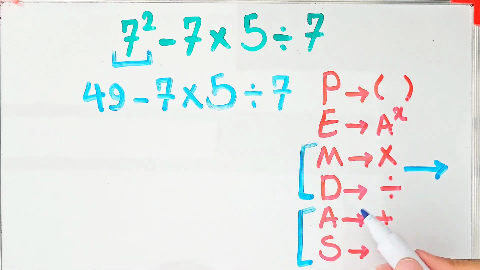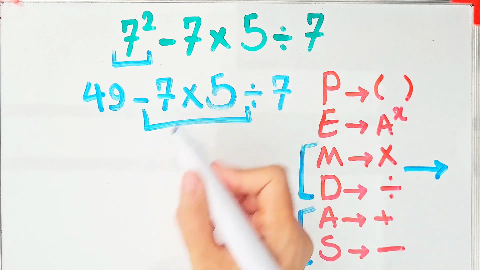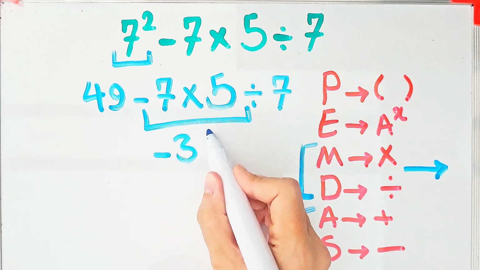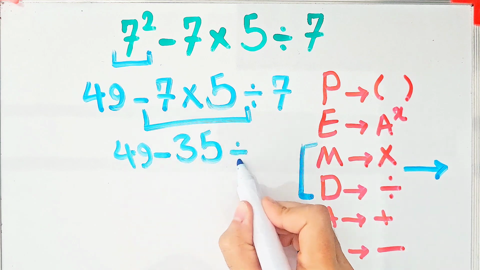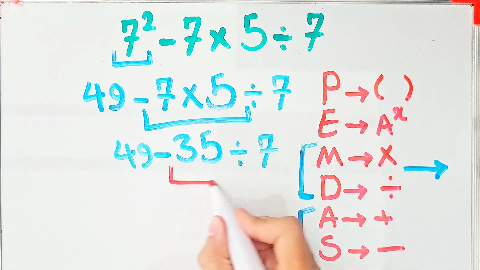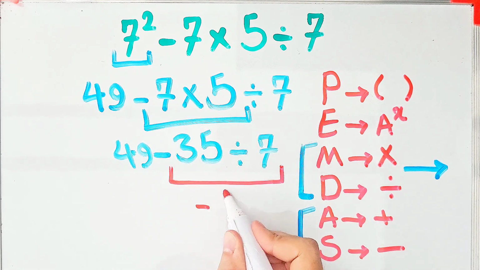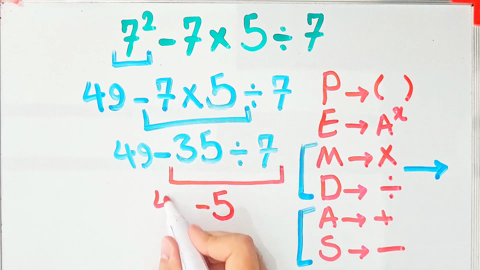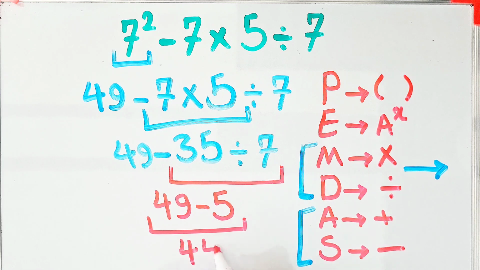In this step, first we do the multiplication. Negative 7 times 5 equals negative 35. Now we have a new expression. 49 minus 35, then divided by 7. Now we do the division. Negative 35 divided by 7 equals negative 5. And 49 minus 5 equals 44. And we find the final answer of this question.